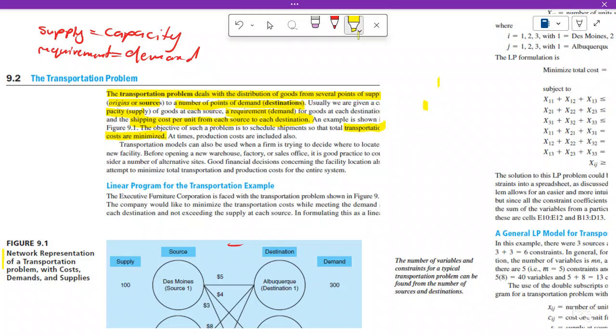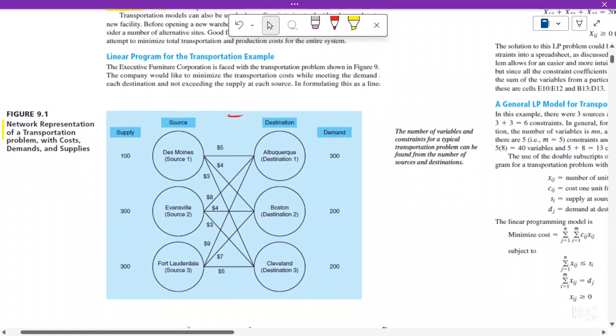Before opening a new house, factory or sales office, it is good practice to consider a number of alternative sites. Good financial decisions concerning the facility location also attempt to minimize total transportation and production cost for the entire system. Okay? So as part of the financial decisions that you are making, this is one of the things that you're going to do. So linear programming for transportation example. The Executive Furniture Corporation is faced with a transportation problem shown in figure 9.1, which is this one.